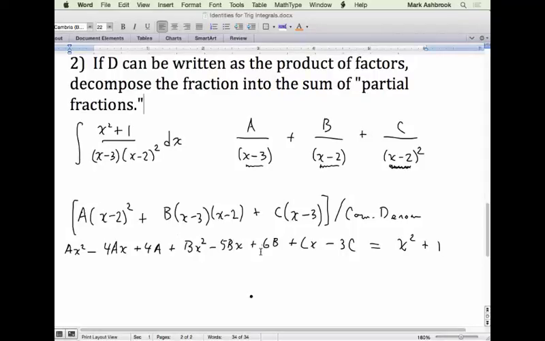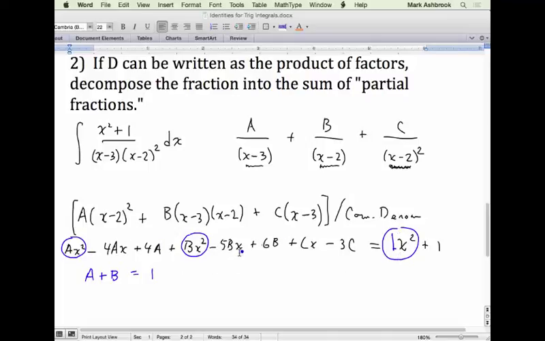So now we're going to gather all the x squareds. Do that with a blue circle. Here's an x squared. Here's an x squared. Any more x squareds? So therefore, A plus B equals what? 1. Where did I get the 1? Right there. So blue is my x squared terms. A plus B has to be 1.